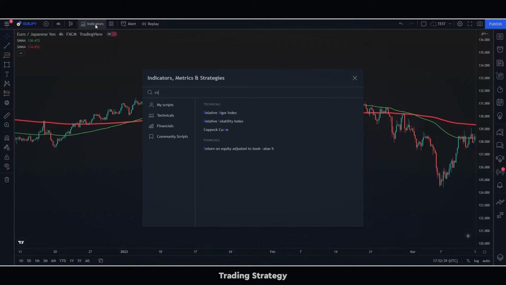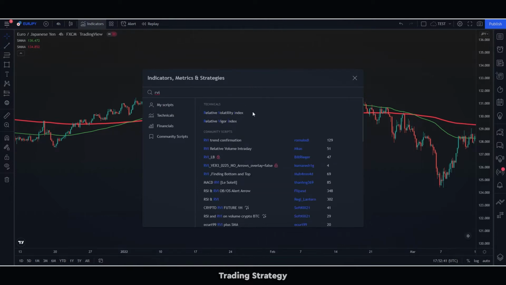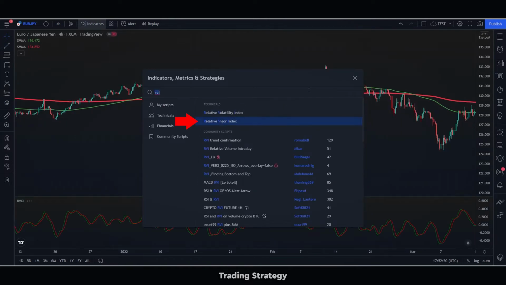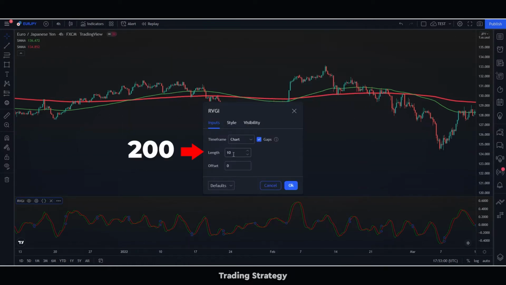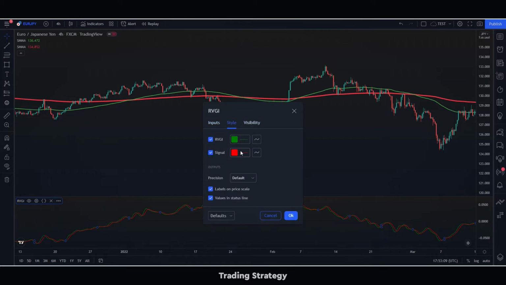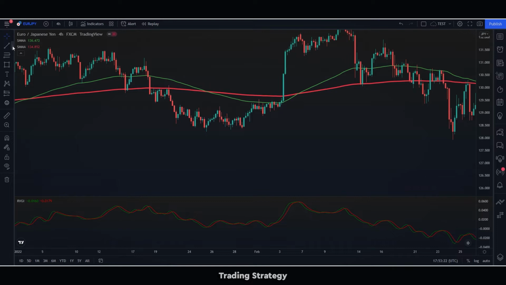Once this is done, we will have to select the RVI indicator. We will configure this indicator in 200. We will configure the signal line in red and the RVGI line in green. We will then select the horizontal line tool, and we will mark this indicator with its center line of 0.